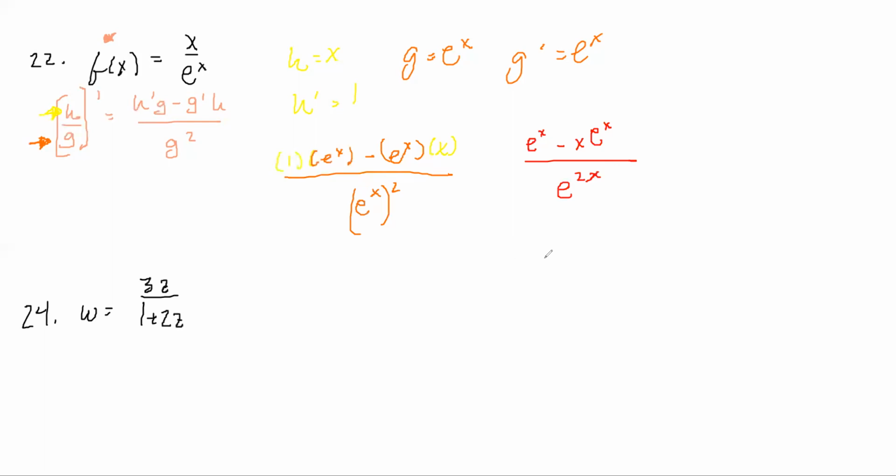Yeah, you can. You could say this is e to the x times 1 minus x, so factor it out over the top, and then say this is e to the x times e to the x on the bottom, because it's e to the x squared. Take those out, so it'll be 1 minus x over e to the x. Good call. You can definitely do that.